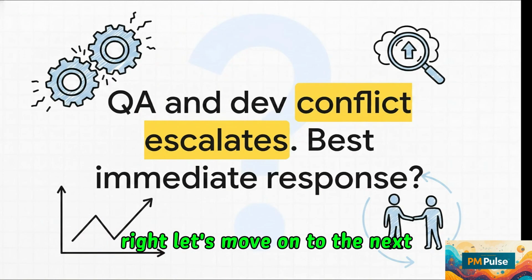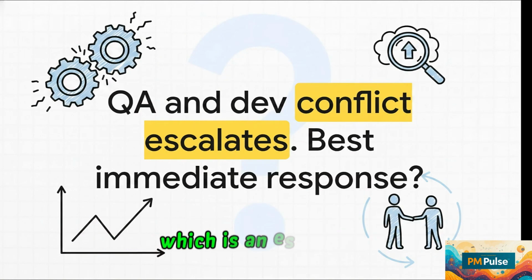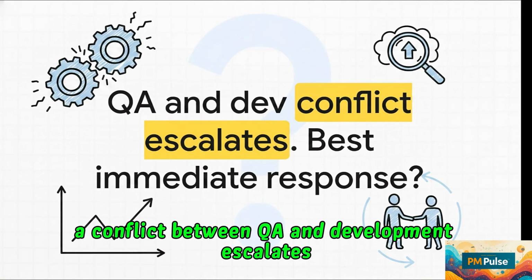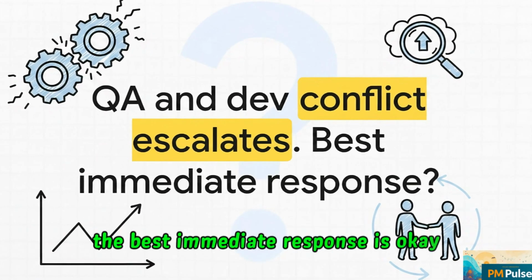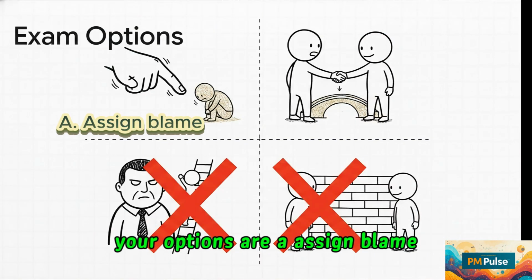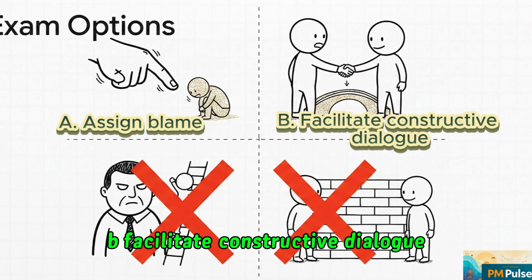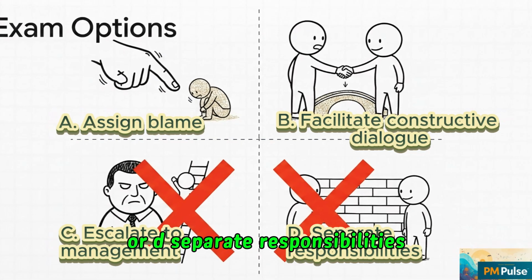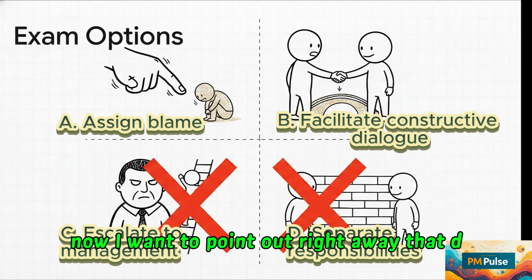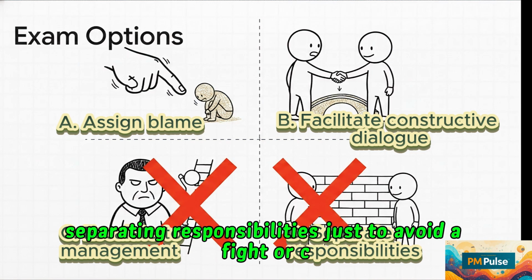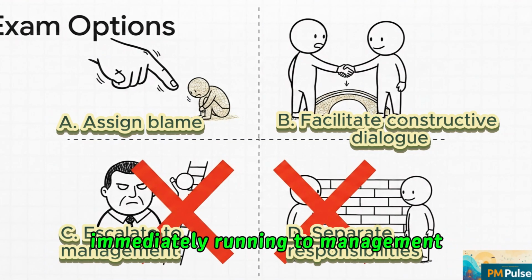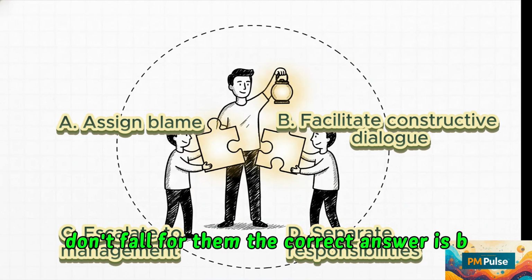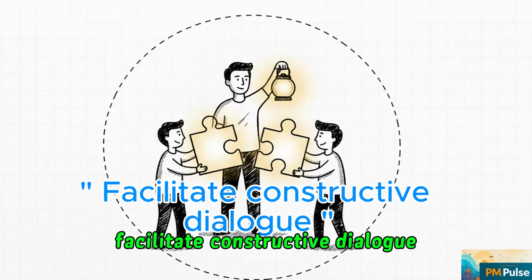Right. Let's move on to the next really common collaboration hurdle, which is an escalating conflict between testing and development. The question reads, a conflict between QA and development escalates. The best immediate response is... Okay, your options are A, assign blame, B, facilitate constructive dialogue, C, escalate to management, or D, separate responsibilities.